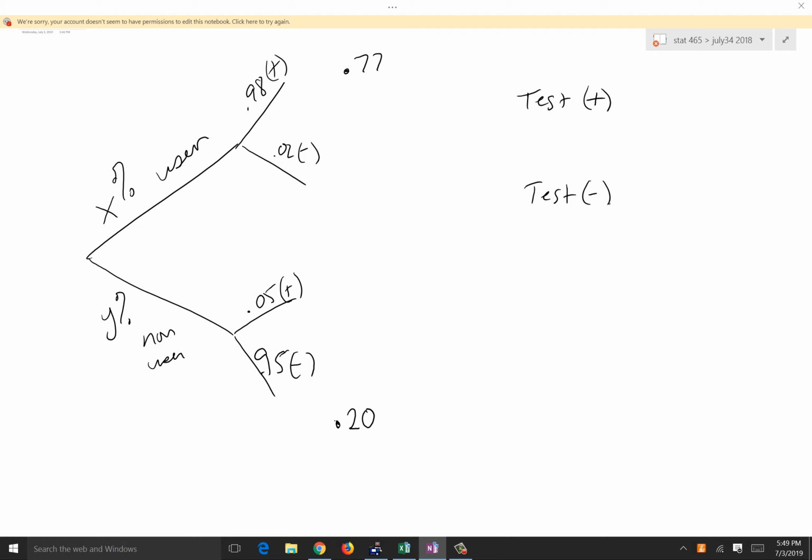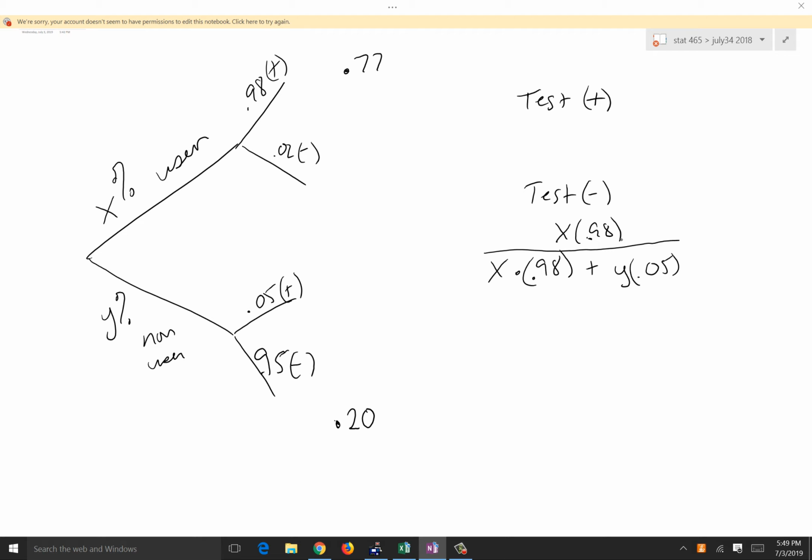And so what ends up happening is a situation that looks a lot like this. You have x times 0.98 plus y times 0.05. And if a person were to do this, you'd be finding the probability that the person is a user given that he tested positive, and that's all fine and good. But that's not exactly what we wanted to know.